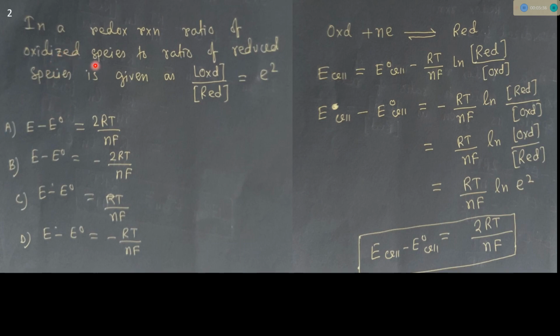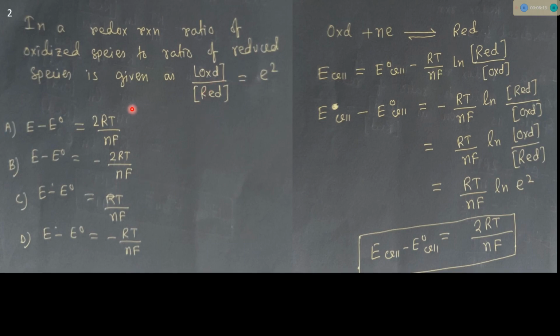In a redox reaction, the ratio of oxidized species to reduced species is given as OXD upon RED, where OXD means oxidized and RED means reduced species, equal to E square. Now there are 4 options. Which option is correct for this statement? Which of the equations is correct for this statement?